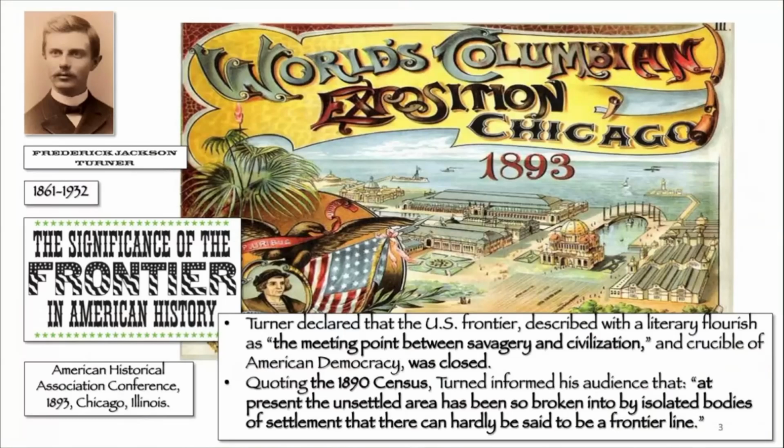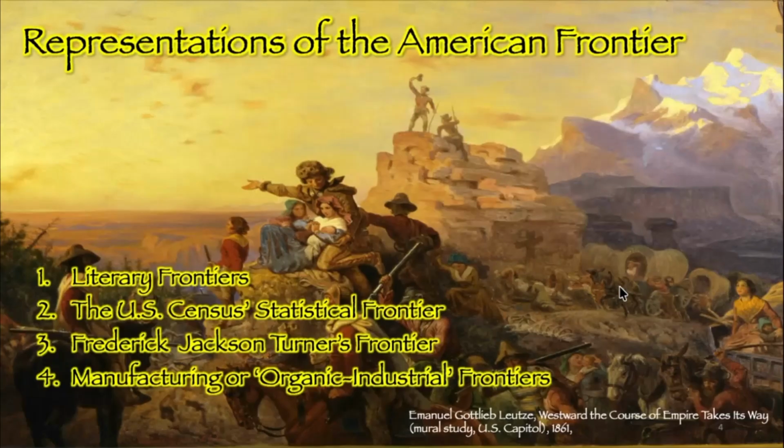This paper will juxtapose a map of the settings of frontier literature with the locations described in Turner's essays. So, this paper will discuss 4 types of representations of the American frontier: literary frontiers, the U.S. Census's statistical frontier, Frederick Jackson Turner's frontier, and what I call manufacturing or organic industrial frontiers.